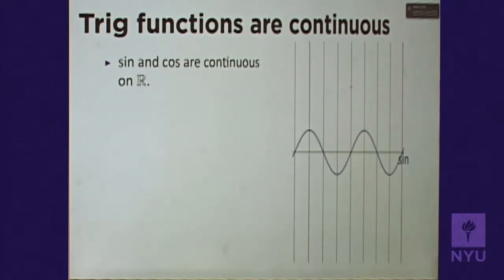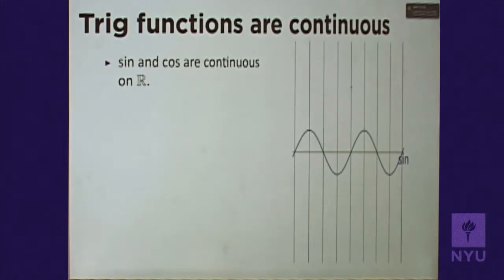Moving on to other kinds of functions and showing that they're continuous, here's a graph of the sine function. And if you were to zoom in at any point on the graph of the sine function, you would find the limit as x goes to any point on the graph is equal to the value at that point.